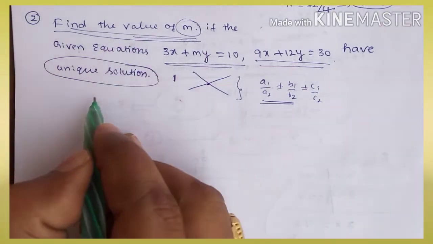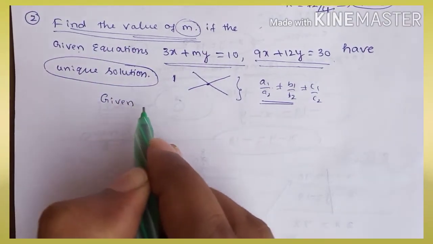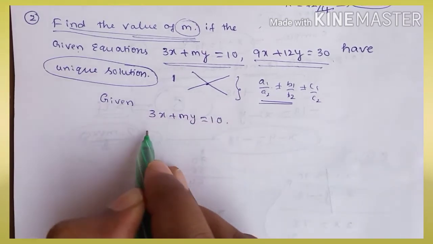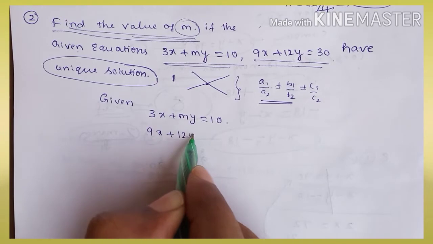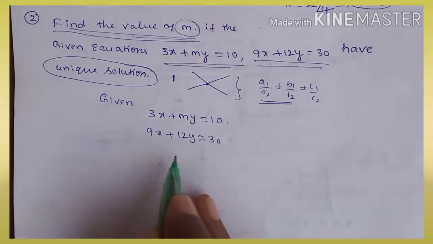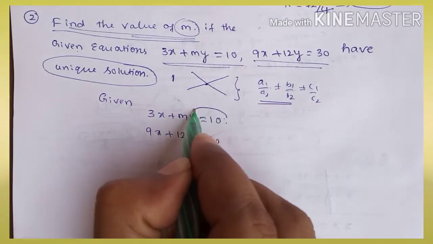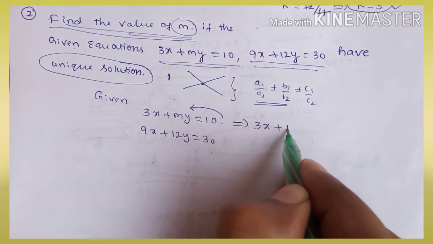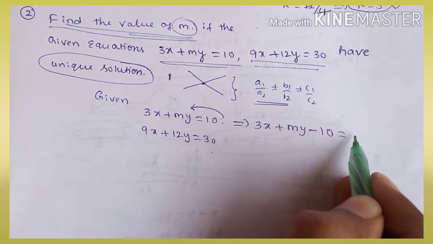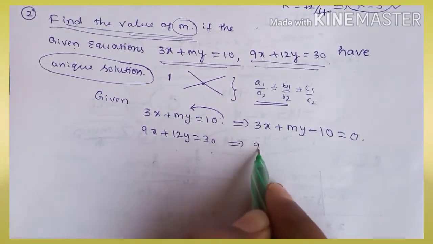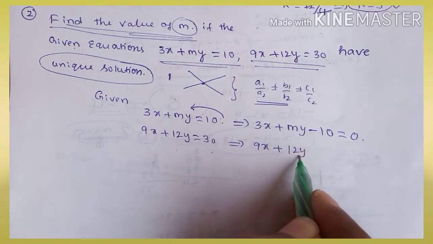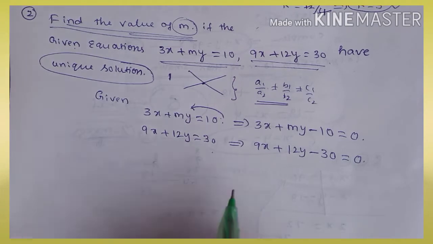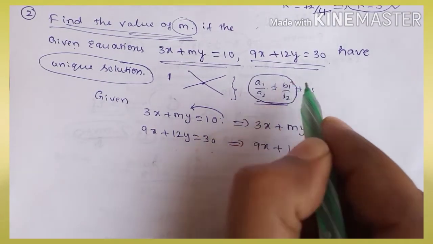Now the given equations are 3x plus my is equal to 10, and the second equation 9x plus 12y is equal to 30. Convert the constant term from the right side to the left side, I mean all the terms should be on one side. 3x plus my minus 10 is equal to 0 and 9x plus 12y minus 30 is equal to 0. Now we can apply the main condition.